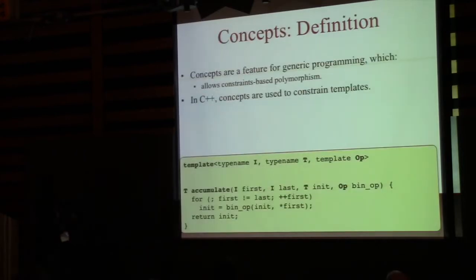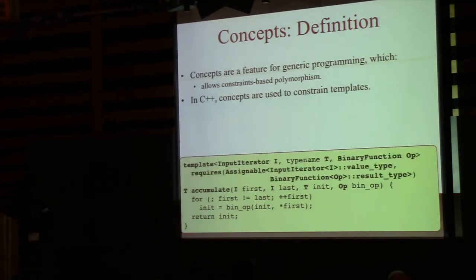So concepts are a feature for generic programming. I know you guys have probably heard a lot about generic programming by now. In C++, it's supported using templates. And what concepts do is allow us to constrain those templates based on the properties that must be satisfied in order to use this function.